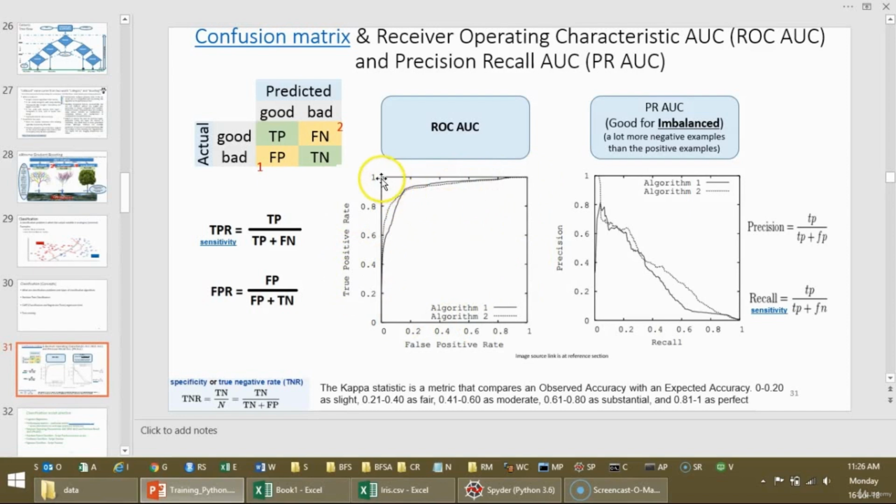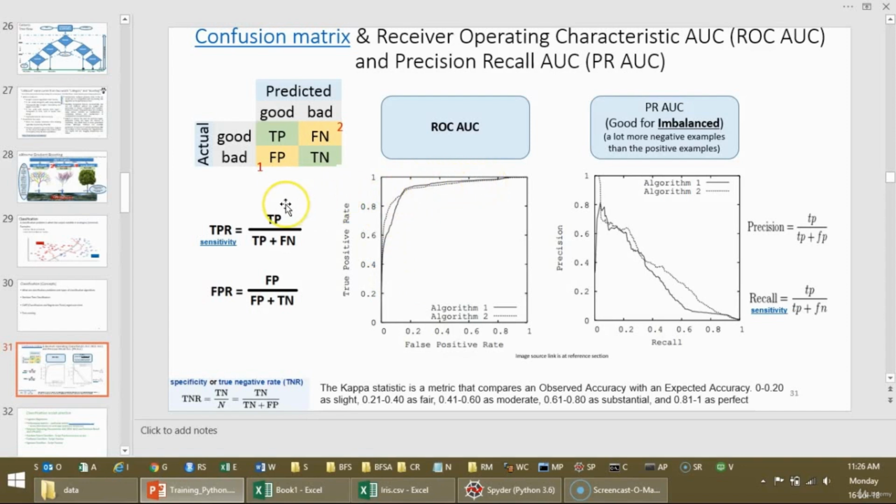We can get the maximum area when this point is almost here. In that case, what will be the area under this curve? All the possible area will be there. But practically, you will not get that kind of situation. You will always get this kind of curve.